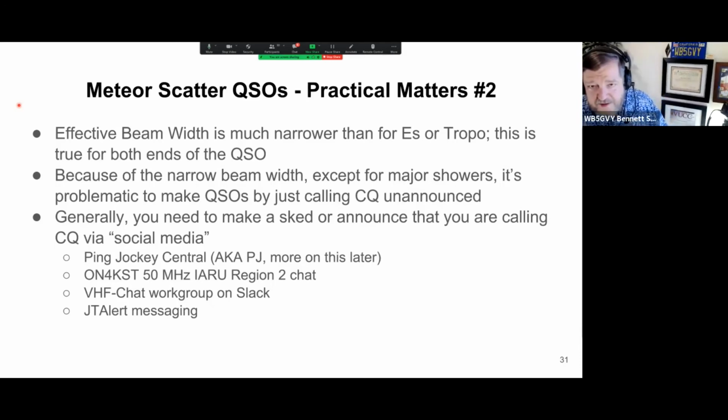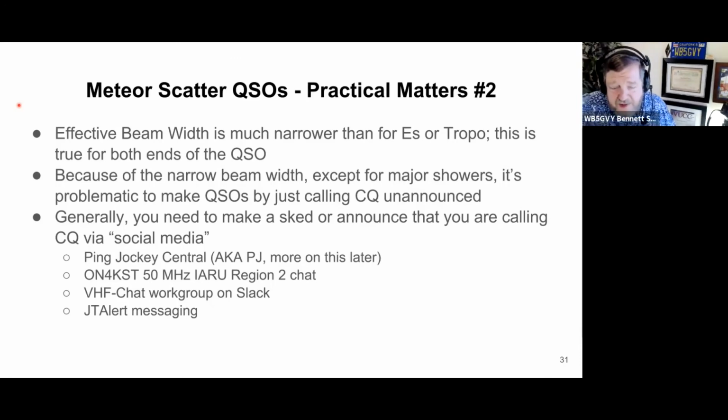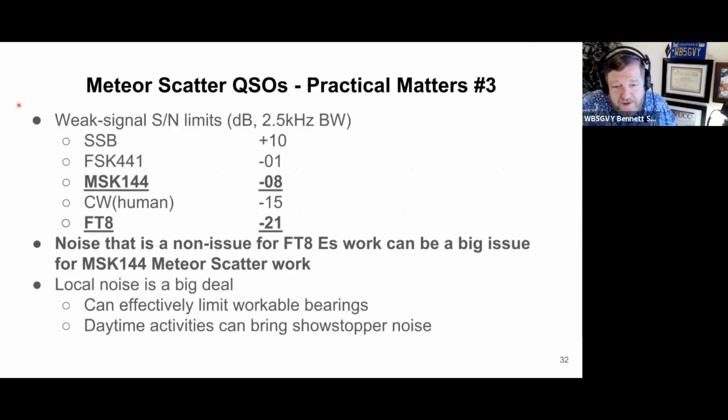I think that JT Alert falls into the category they call a QSO helper. Okay, so more practical matters. This is a chart of weak signal to noise ratio limits in decibels for a 2.5 kilohertz bandwidth, rated from single sideband to FT8.